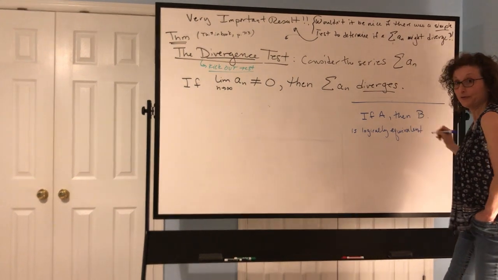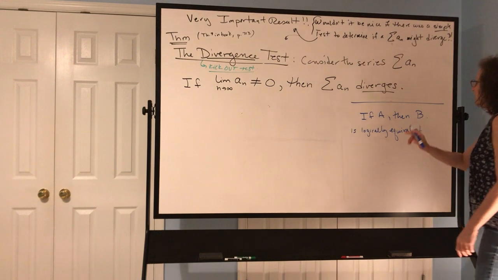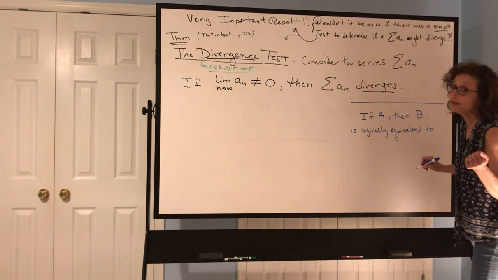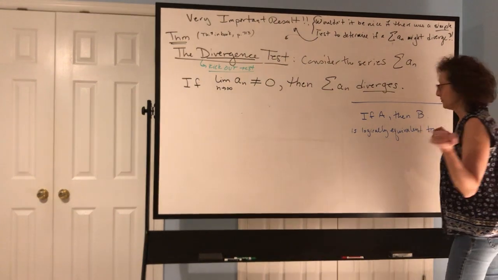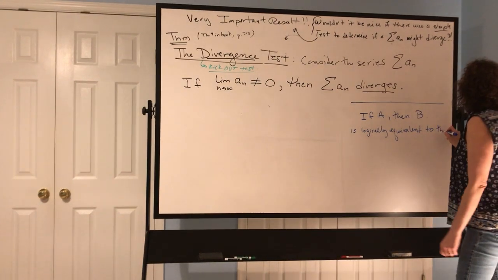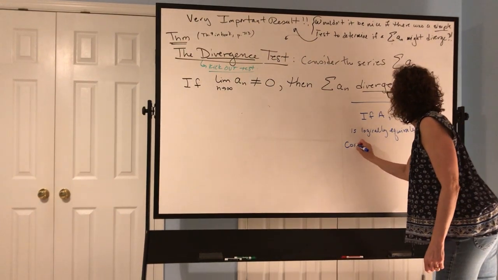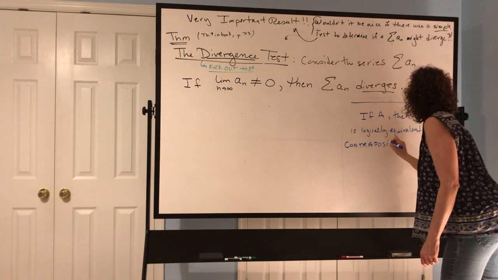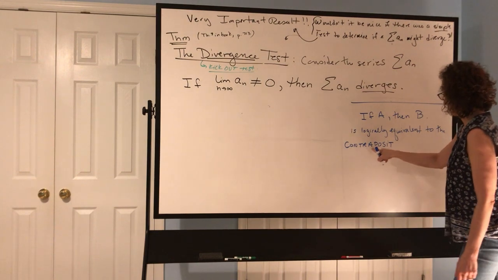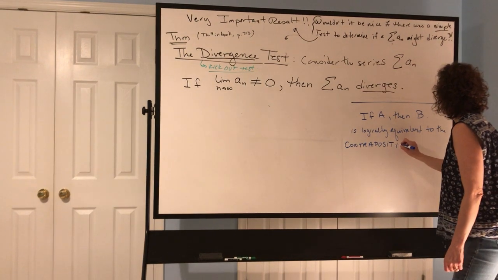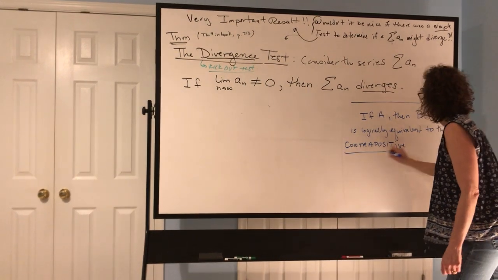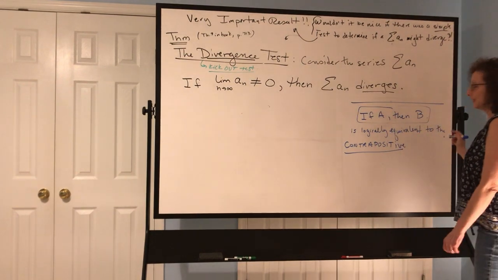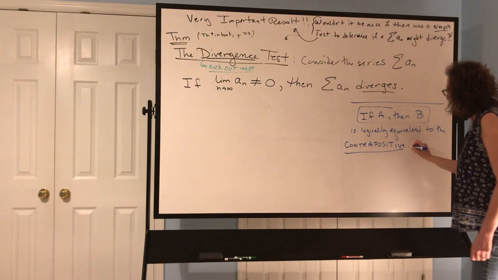Those of you in Math 245 should be getting super excited right now. It is logically equivalent to what? What is it called, guys? No worries if you don't know this. It's called the contrapositive of the statement. The contrapositive. Okay? This statement is logically equivalent to the contrapositive of this statement.